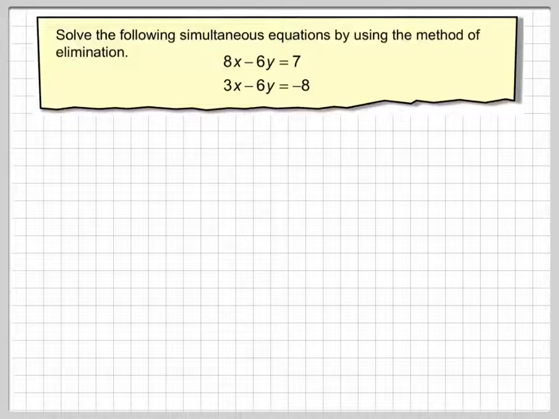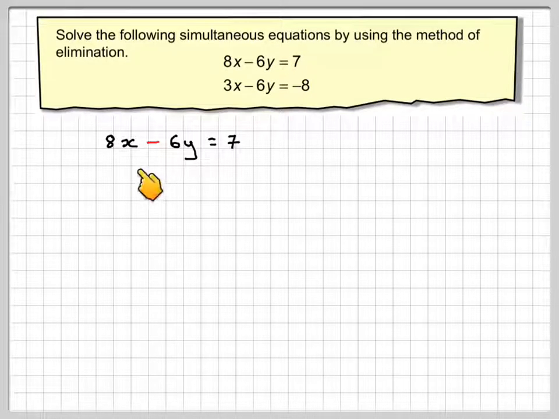In this video, we're going to look at solving simultaneous equations using the method of elimination when the signs are the same. So we see the number in front of y here is 6 and 6, so we're going to try to eliminate y. So we've got 8x minus 6y is equal to 7, and 3x minus 6y is equal to minus 8. Writing down the first equation, 8x minus 6y is equal to 7.